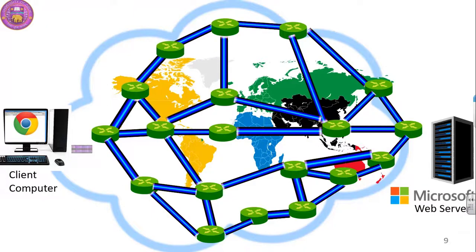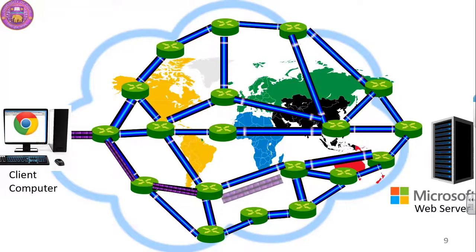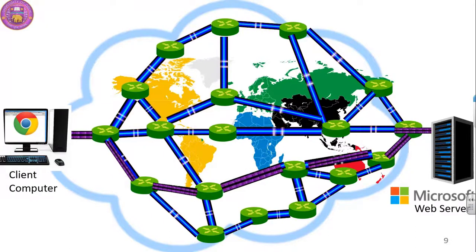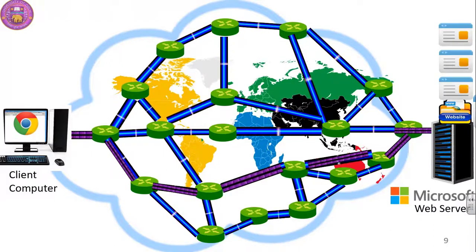From the client computer, a request goes to a router. From the first router to the next router, it moves on through different routers and finally it reaches the Microsoft Web Server. It means the client computer sends the request with the help of the web browser and that request reaches the web server. On the web server there is a website. The website contains web pages.